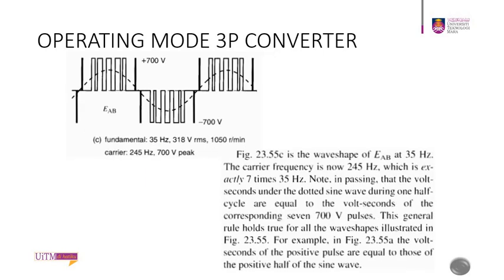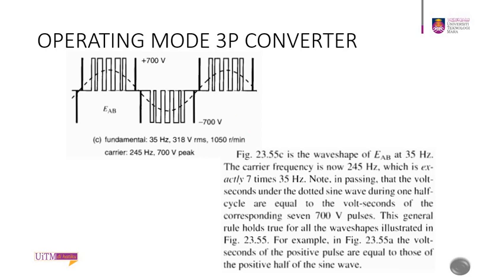Next we reduce the frequency and the voltage further. This time it is exactly 7 times, that is 35 hertz. Note in passing that the volt-seconds under the dotted sine wave during a half cycle are equal to the volt-seconds of the corresponding 700 volt pulses. This rule generally holds for all the wave shapes illustrated here.